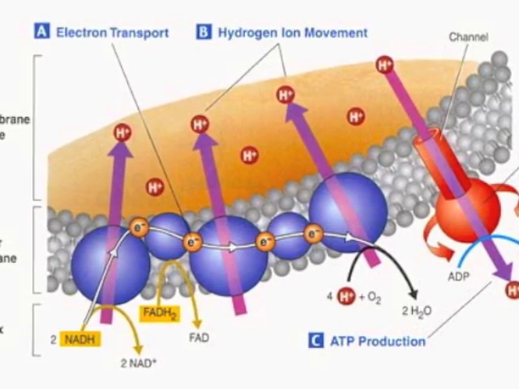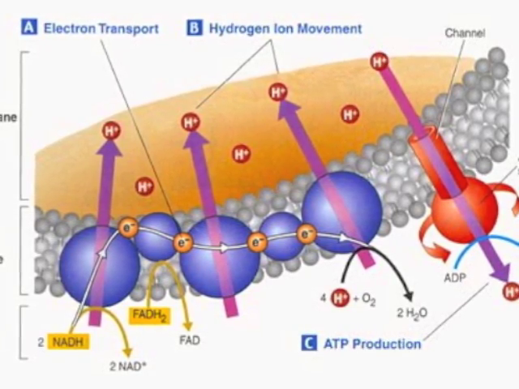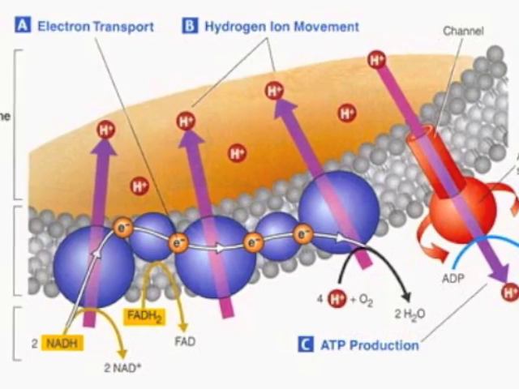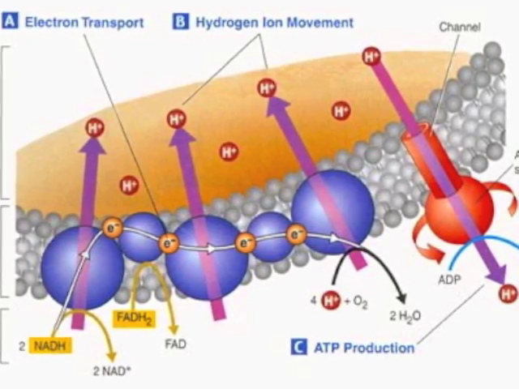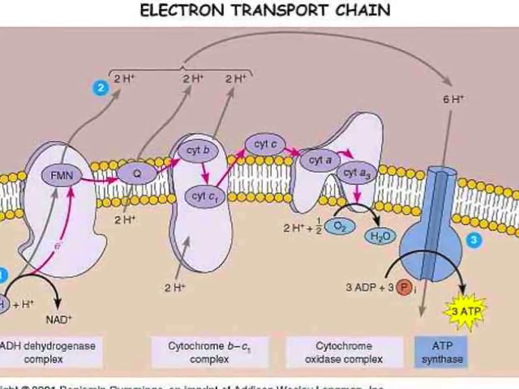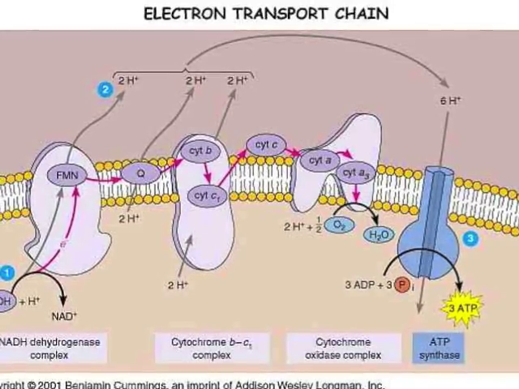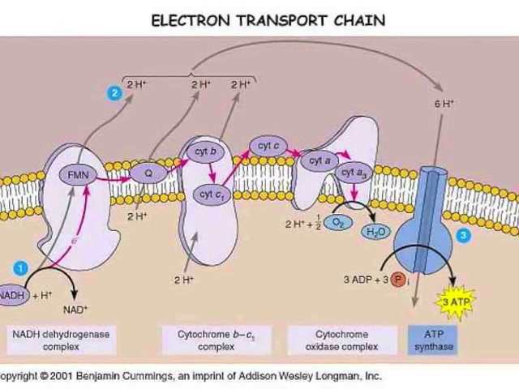Electron transport occurs in the inner membrane of the mitochondria. As electrons are passed through the chain, hydrogen and oxygen are used to form water. It releases energy that is used to pump hydrogen ions across the membrane. The electron transport chain converts energy from the electrons of NADH and FADH2 into ATP.